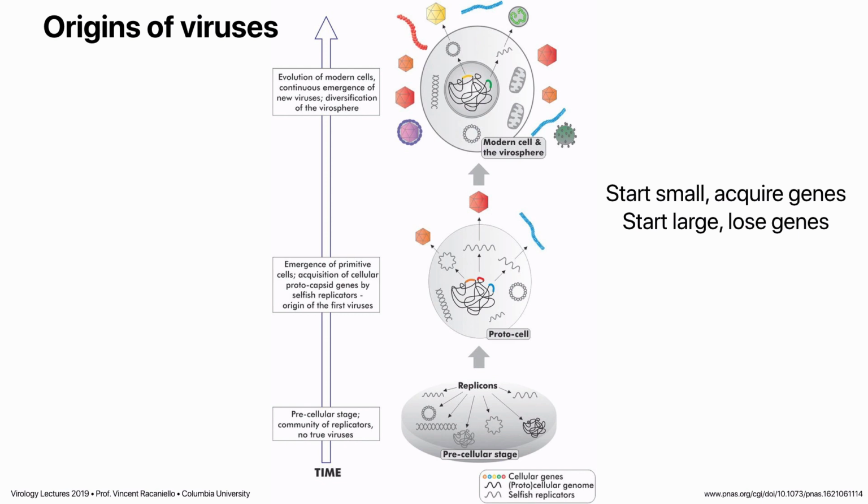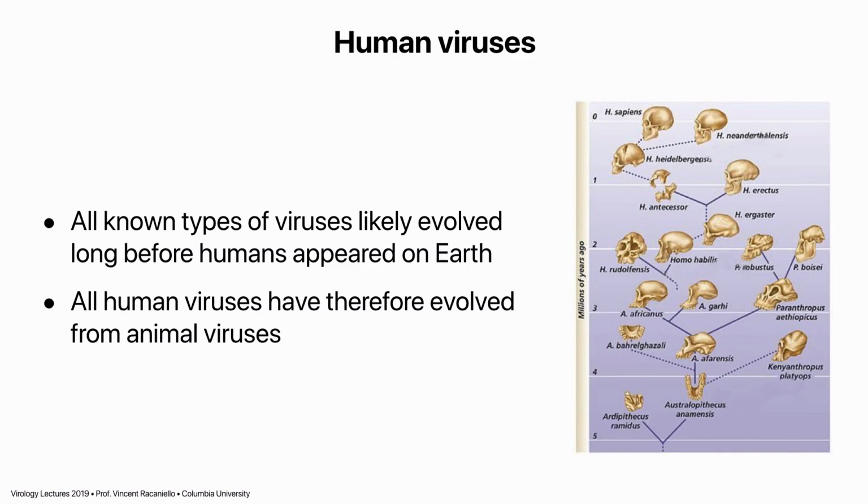And sometimes these viruses became large and over time lost genes, or sometimes they started small and acquired genes as they evolved. All the human viruses that we have probably originated long before Homo sapiens appeared on Earth. All of the viruses that infected us evolved from some other animal virus, whether it's an ancestor of Homo sapiens, so some of these Homos or Paranthropus or Kenyanthropus, some of these may have had viruses that passed them down to us, or we may have acquired them more contemporaneously from other animals as well.